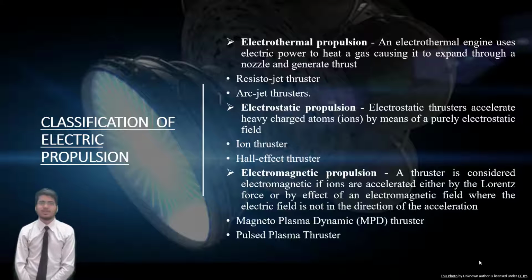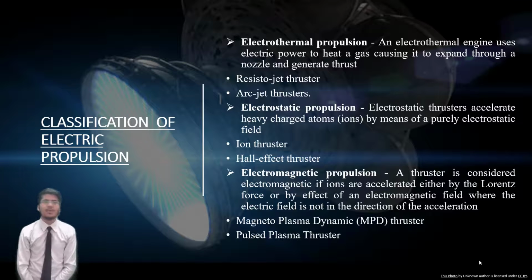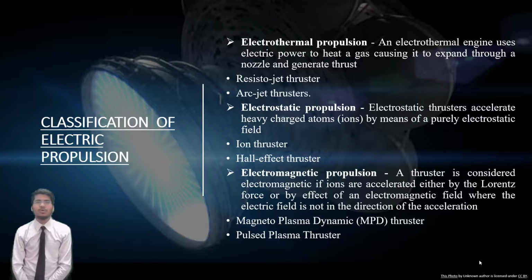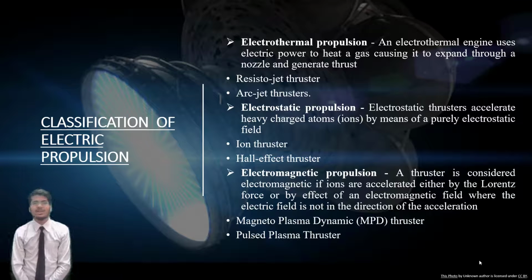Classifications of electric propulsion. We divide electrical propulsion into three categories. First one is electrothermal propulsion. An electrothermal engine uses electrical power to heat a gas, causing it to expand through a nozzle and generate thrust. Its examples are resistojet and arcjet thrusters.